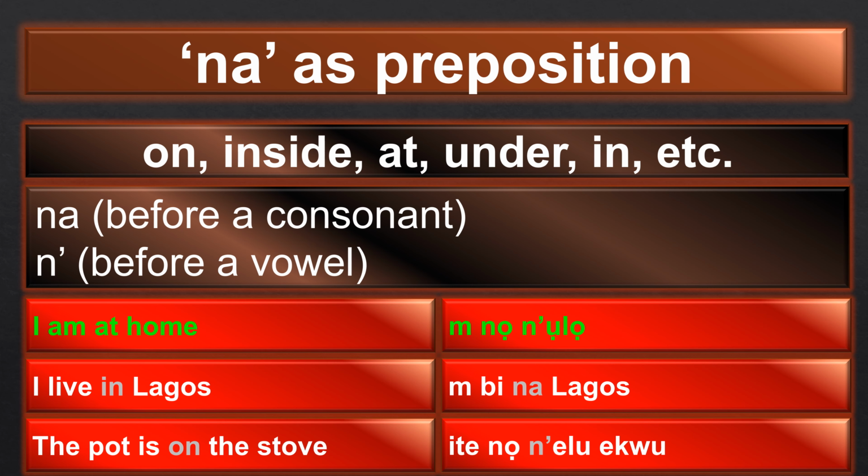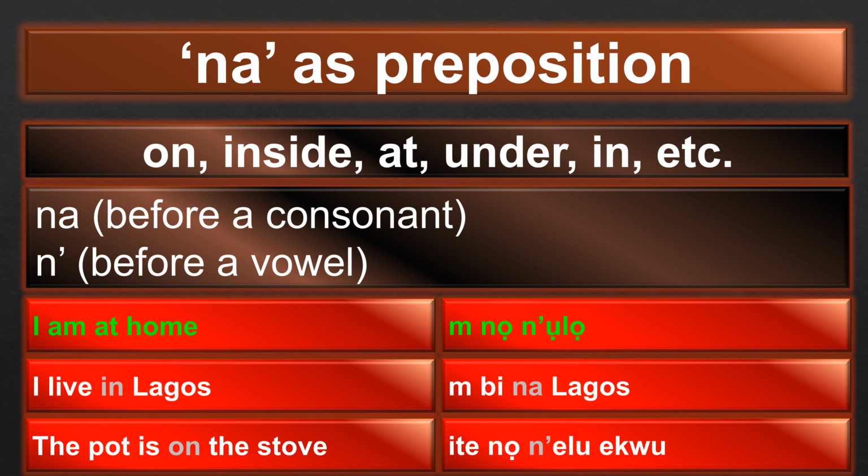For example, I am at home. M nọ n'ụlọ. N'ụlọ is written N apostrophe ụlọ because ụlọ, which is home, starts with a vowel sound. So na is not written in full. So n'ụlọ will be written N apostrophe ụlọ. So I am at home.